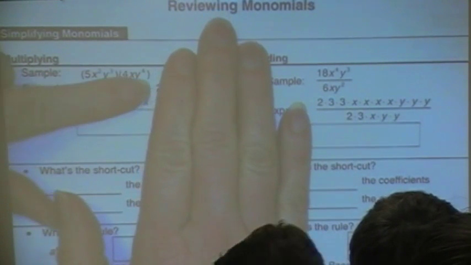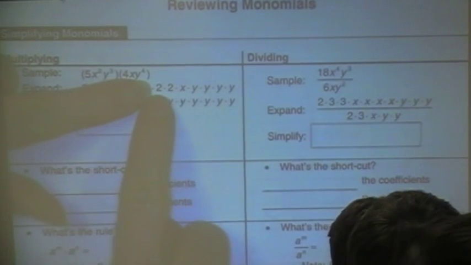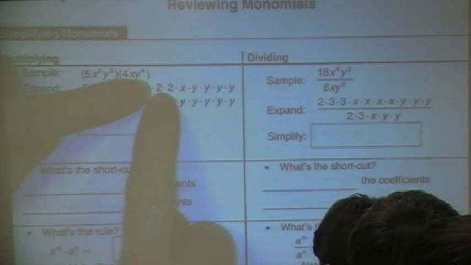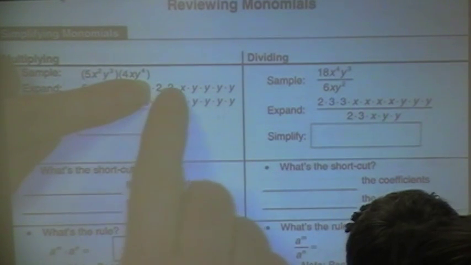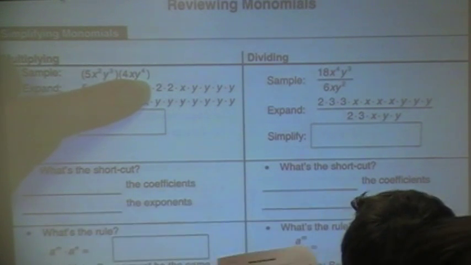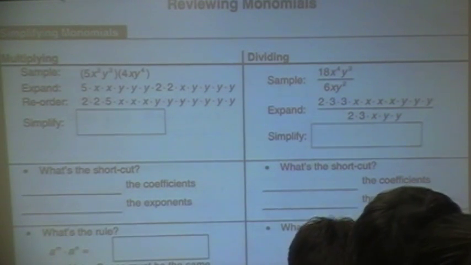Then they did the same thing with the 4x piece. They went ahead and factored this. I don't know why they did that. I think that's silly. But they went ahead and factored the 4 as 2 and 2. And then they wrote x, and then y, y, y, y. Everybody good? Okay, so then they took the time to reorder it.